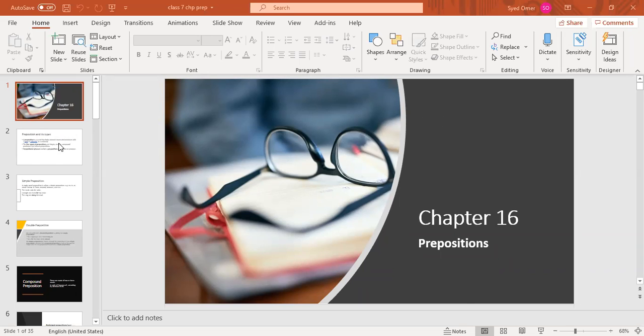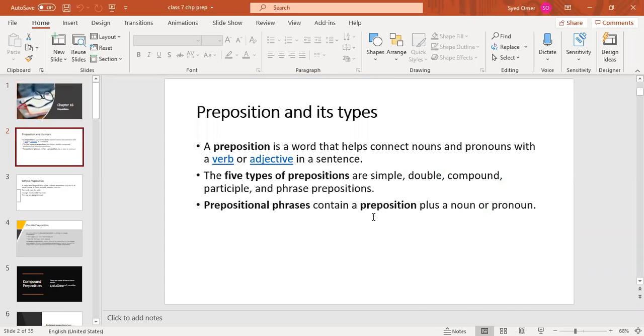Take out your rough copy so that you can note down the important definitions. This is the definition: a preposition is a word that helps connect nouns and pronouns with a verb or adjective in a sentence. Okay, so it shows relationship basically. There are 5 main types of prepositions: simple, double, compound, participle, and phrase prepositions.